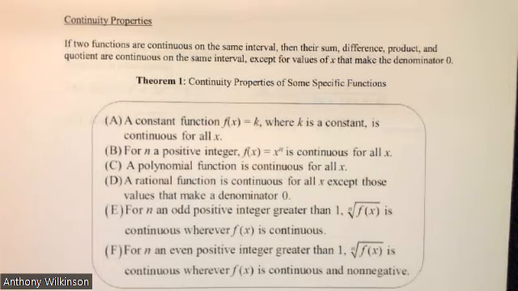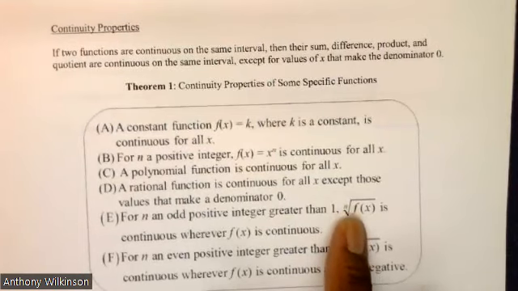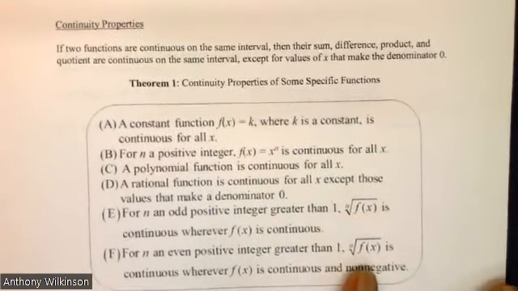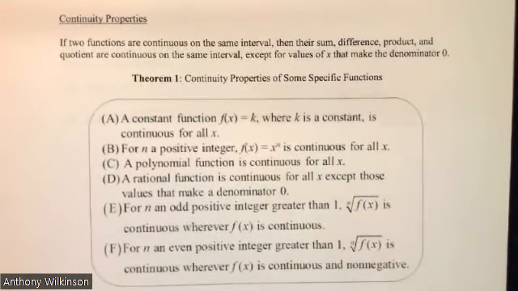Part E, for n an odd positive integer greater than 1, the nth root of the function f of x is continuous wherever f of x is continuous. And that's because for an odd index here, we can take odd roots of negative numbers and get a negative value for it.